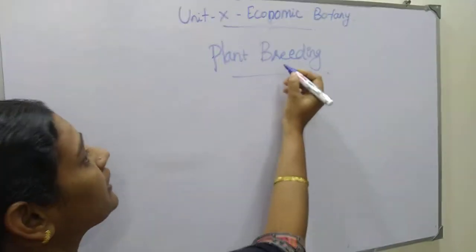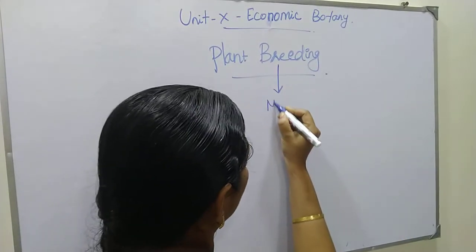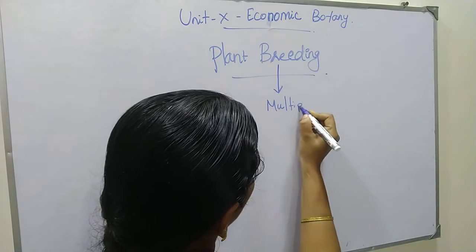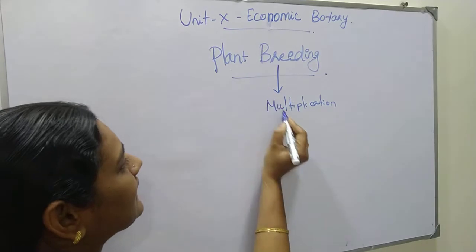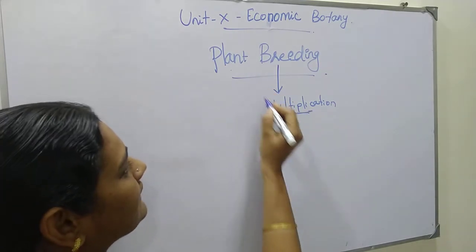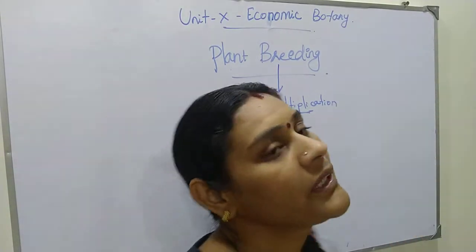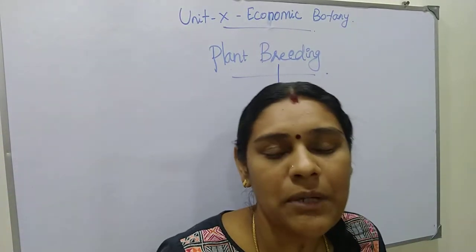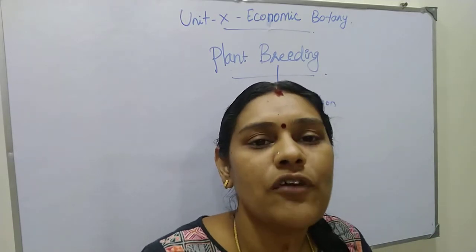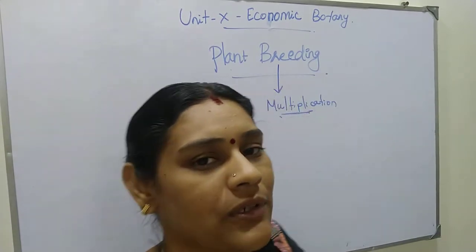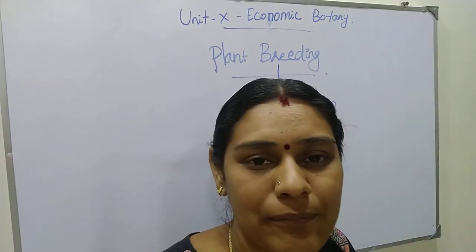The word breeding may be entirely new to you. What is the meaning of breeding? Breeding is nothing but multiplication. Multiplication means the plant gets multiplied or reproduced using some technique for our economic purposes. For our economic purposes, we cultivate or grow plants using some new techniques. So that is called plant breeding.